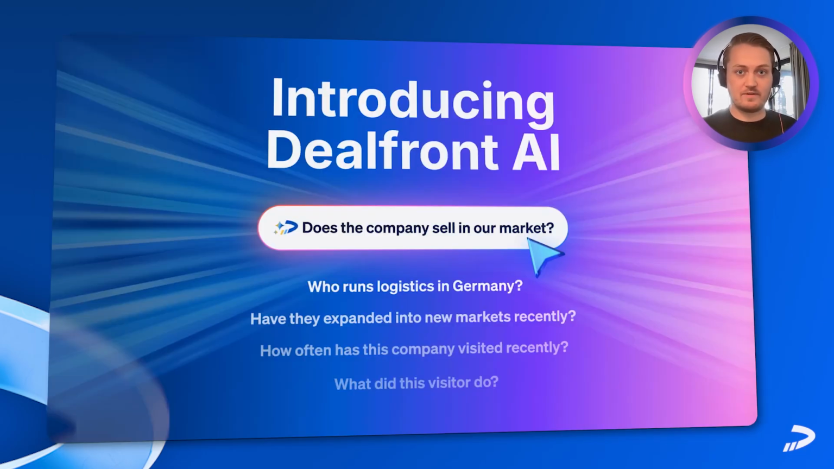So let's dive in. As said, here we have Dealfront AI with simple prompts. For example, you can already find which are the best fit companies for you. So who's running logistics in Germany within that company, for example? And have they already done something? Is there any buying intent signal, furthermore, that we can focus on? This is what we're going to do with Dealfront AI.